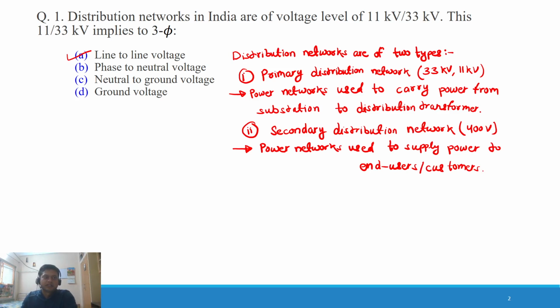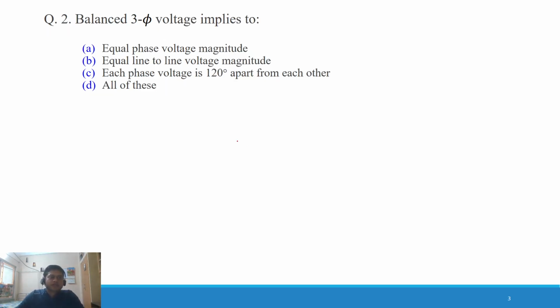Now let us see the second question. The second question is: balanced three-phase voltage implies to, and the options are equal phase voltage magnitude, equal line to line voltage magnitude, C each phase voltage 120 degree apart from each other, and D all of these. We all know that balanced three phase means all voltage magnitudes are equal and they are phase apart from each other by the angle of 120 degree. So A, B, C are all correct. So the correct answer will be D.